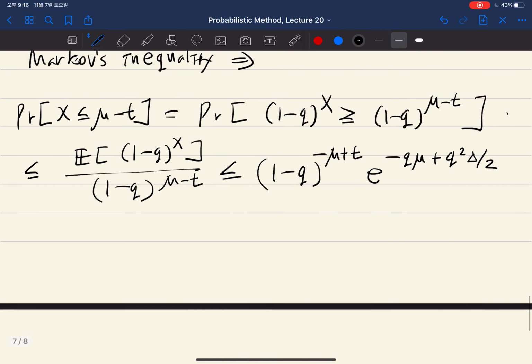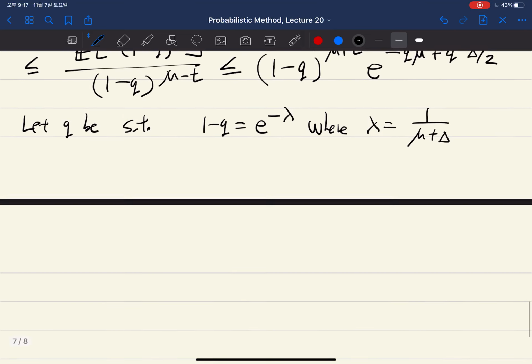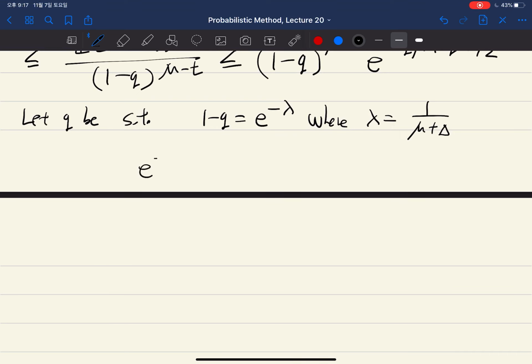So now we need to decide q. Let q be such that 1 minus q is the same as e to the negative lambda, where lambda is 1 over mu plus delta. That's our choice. Then we know that e to the minus x is roughly 1 minus x plus x squared over 2 plus some cube term. So from that, what we know is q is between lambda and lambda minus lambda squared over 2.